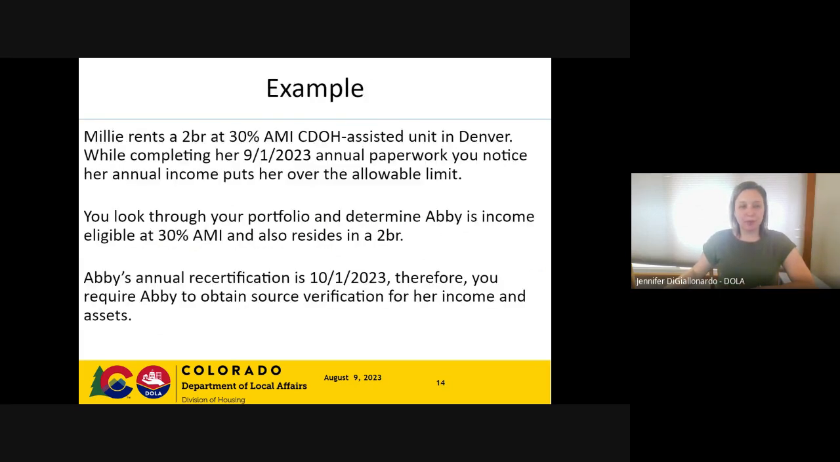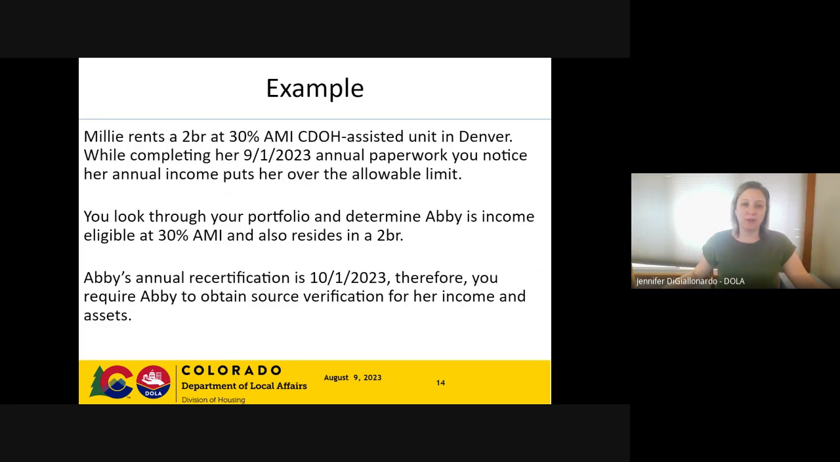So we have an example. Millie rents a 2-bedroom at 30% AMI CDOH assisted unit in Denver. While you guys were completing her September 1st annual paperwork, you noticed that her income puts her over the allowable limit. So you're going to look through your portfolio, and then you find Abby. Abby is income eligible at 30%, and she also resides in a 2-bedroom unit. Now, Abby's annual is October 1st.